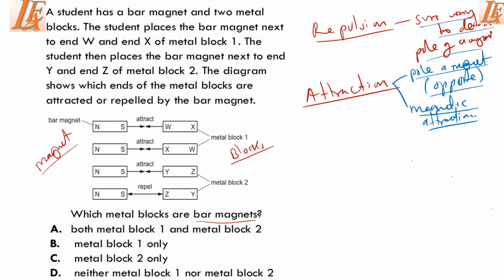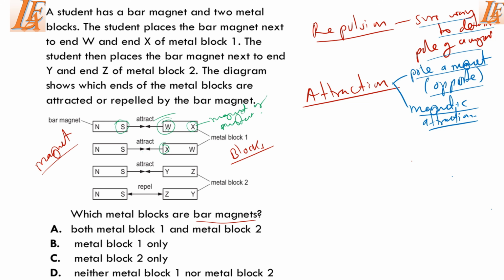So in this case, we have to look at the first case. Here we have a magnet with a south pole, and it's attracting the part W. Then this metal block 1 is either a magnet or a magnetic material. We cannot tell because it's an attraction. Then the second one, when you introduce the opposite part of this part W, that is part X, again attraction takes place. Remember, if this one was a magnet, this part W was being attracted, meaning it's an unlike pole.